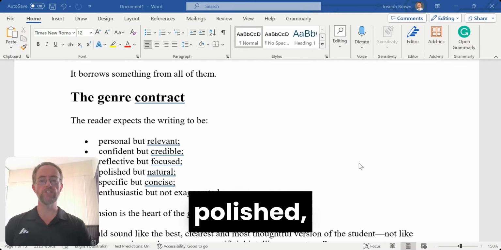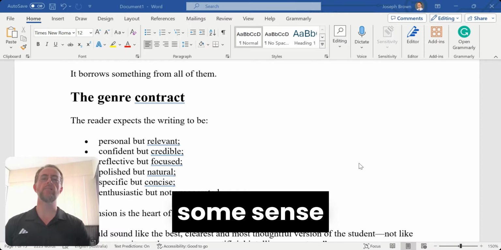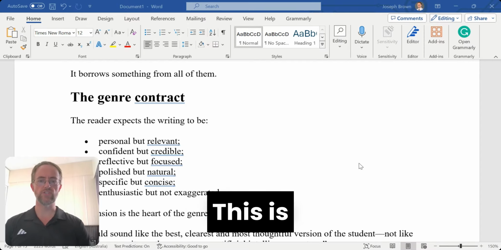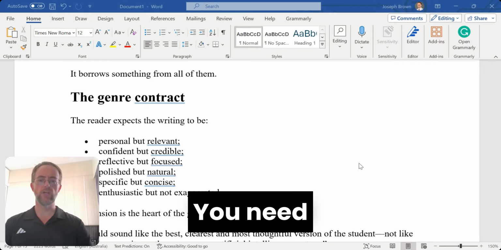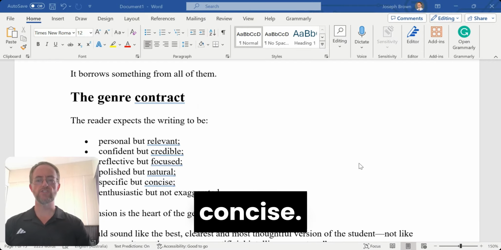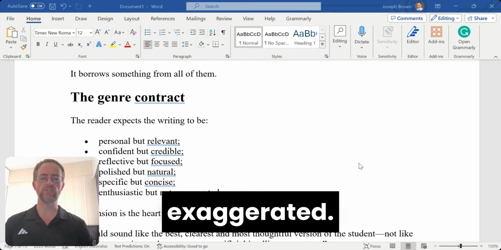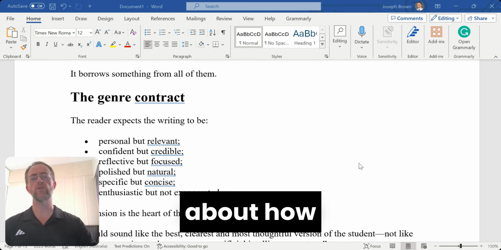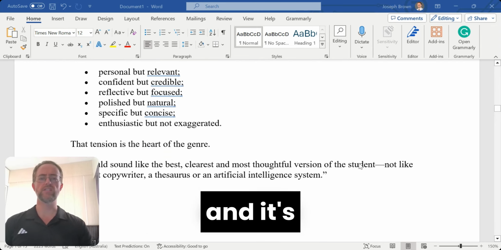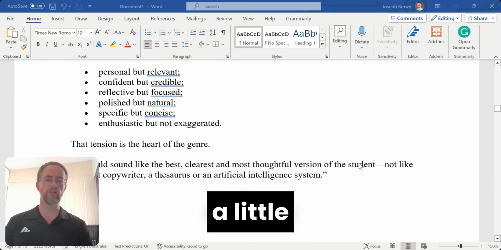You want to have it polished, but it doesn't want to be so polished that you have no voice. You've got to have some sense of being natural. This is who I am. And day to day, this is what I'm going to bring. You need to be specific and concise. It says but concise, but I think they go together quite well. You've got to be enthusiastic, but not exaggerated. You don't want to be telling us a love story about how you really want this and it's been your dream forever, and you don't want to sound a little bit over the top.